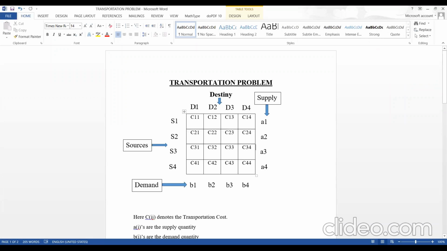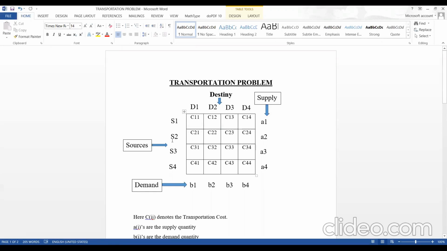And these are the destinations, D1, D2, D3, D4. These are the destinations where you need to supply the manufactured product. And these are small a1, a2, a3, and a4. These are the supply. Supply means A1: from the source S1, you can supply a maximum of A1 units. So the capacity of source S1 is to supply A1 quantity.